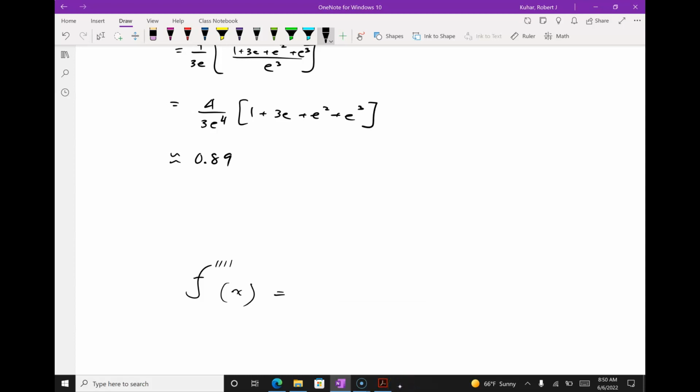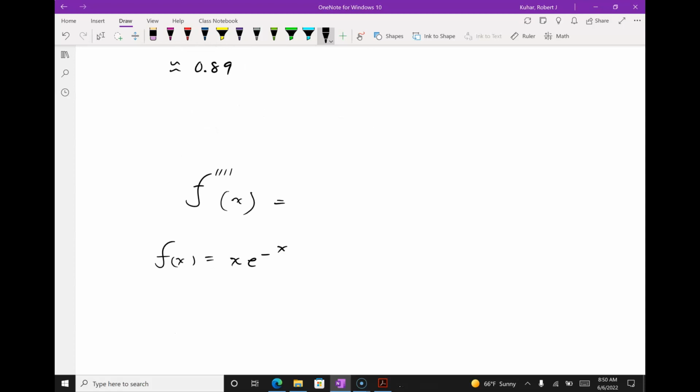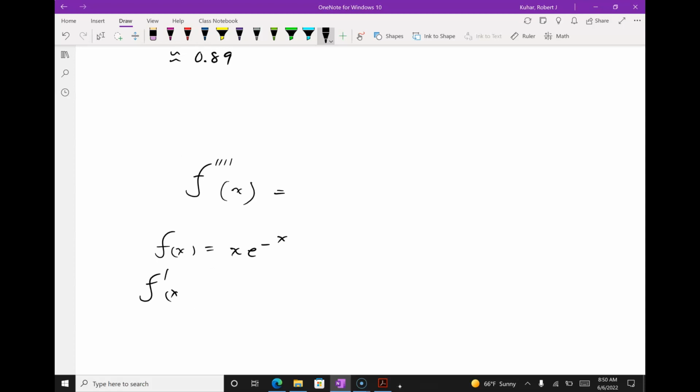What did I get for f of x? It was x e to the minus x, right? And then my first derivative, I got negative e to the, right? I mean, horrible, right? What was it? I forget. Doesn't matter. So that will tell me how close I am, okay? But I'm not doing that with the class this semester.